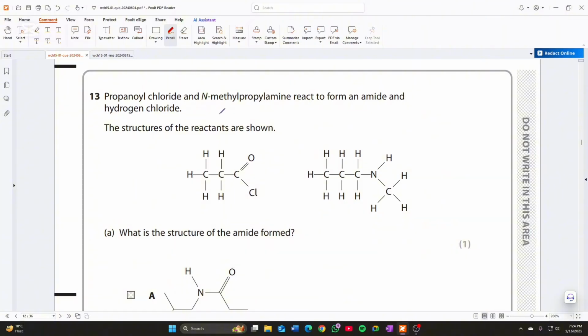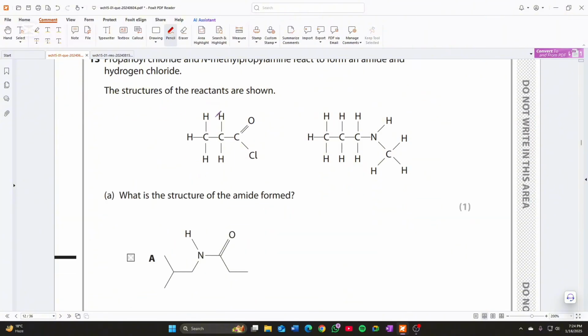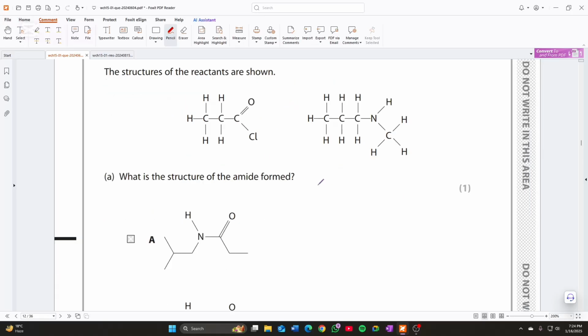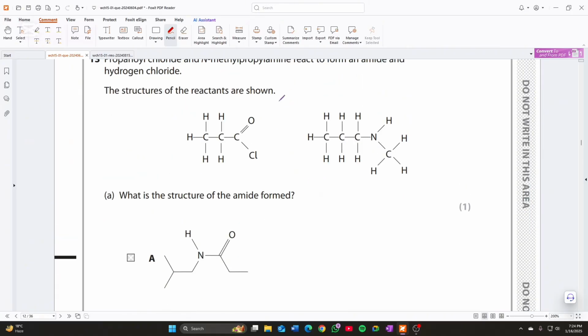Propanoyl chloride and N-methylpropylamine react to form an amide and hydrogen chloride. The structure of the reactants is shown. Now, what is the structure of the amide formed? See here, the reaction will happen between this H, which will break off, and this Cl, which will break off, and this N will actually bond with this C, right? And the extra byproduct will be HCl.